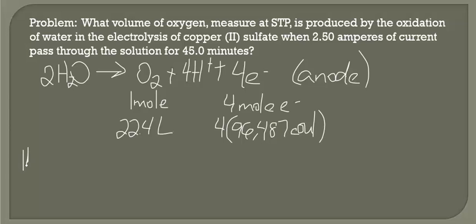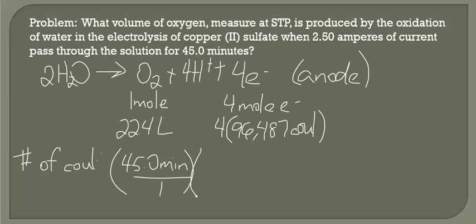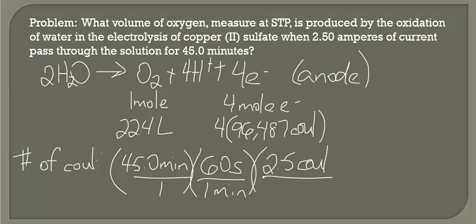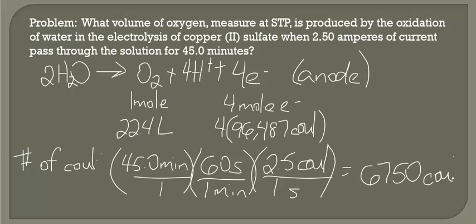Okay, the first thing, just like we did in the previous, find the number of coulombs. This is going for 45 minutes (60 seconds per minute). And it's 2.5 amps, which is 2.5 coulombs per second. And so just like in the previous problem, we have 6,750 coulombs produced in 45 minutes.